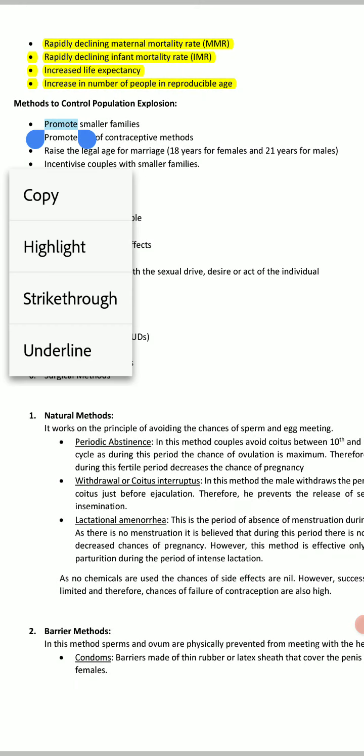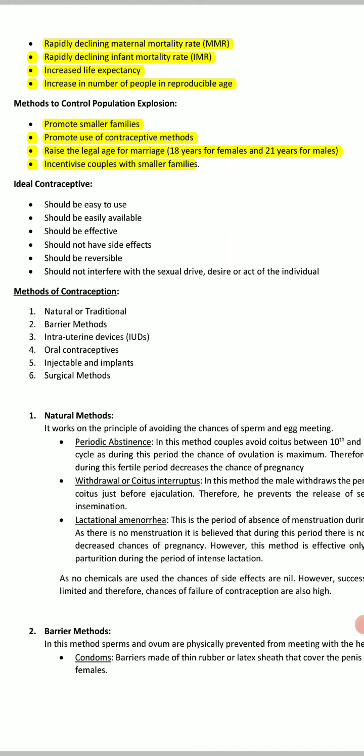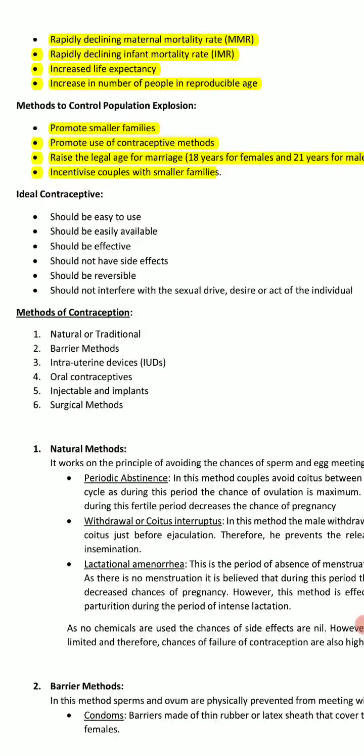Okay, and the last topic for today, the methods to control population explosion. You have to study all these things thoroughly. So what methods can we adopt to control the population? First one is promote smaller families. Second one is promote use of contraceptive methods. Third one, raise the legal age for marriage. And the last one, incentivize couples with smaller families.